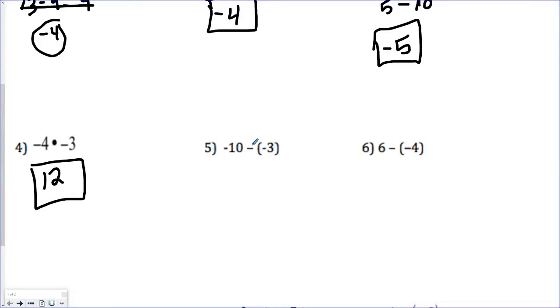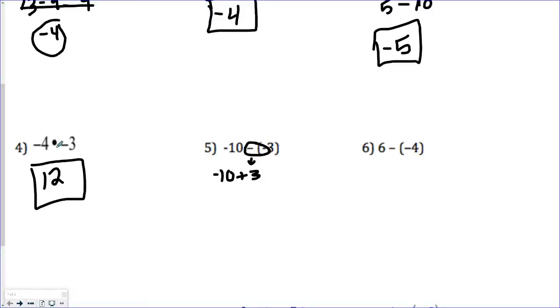What about 5? Well, 5 is negative 10 minus negative 3. Now, if you hear yourself say "minus negative" when you're reading the problem out loud in your head, that means that these two negatives, since they're side by side, with only a parentheses in between, are going to make one big positive and make it into a plus 3.